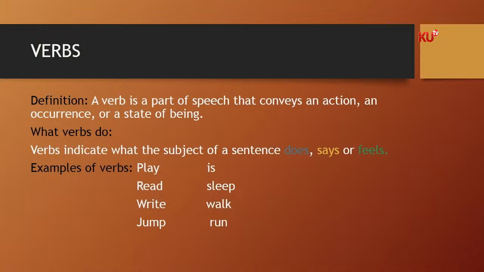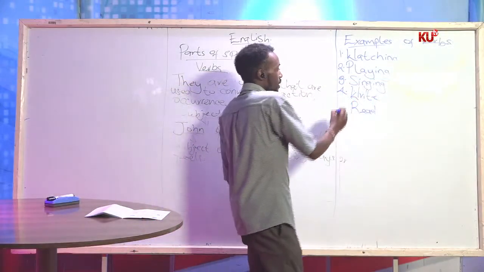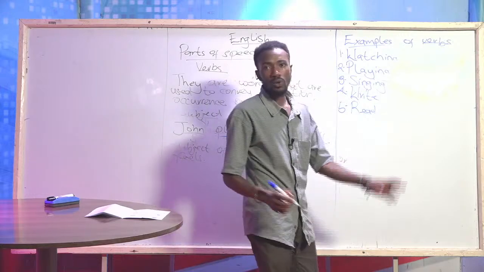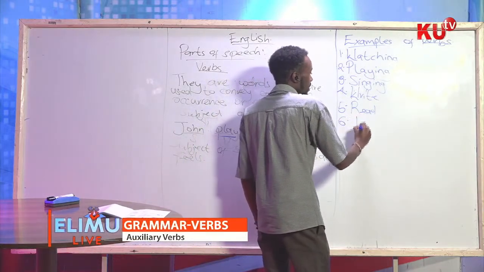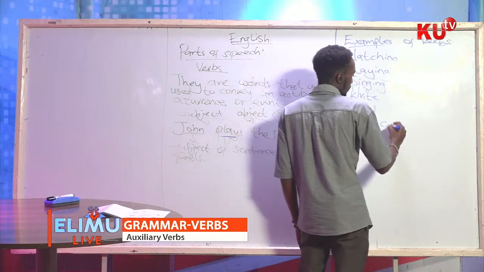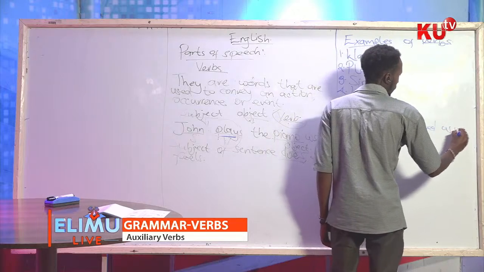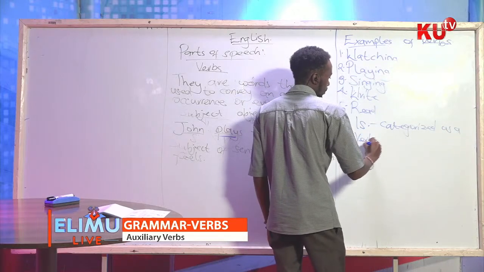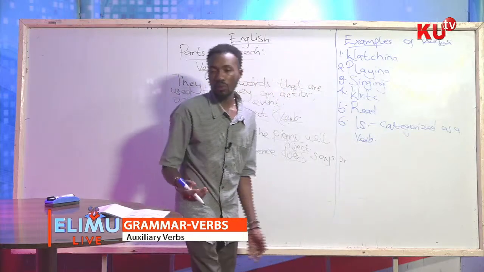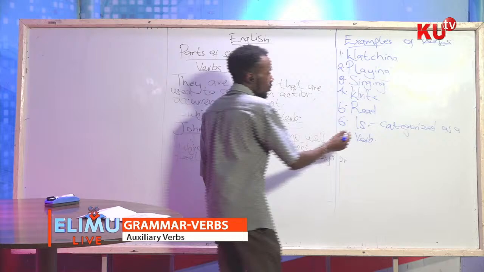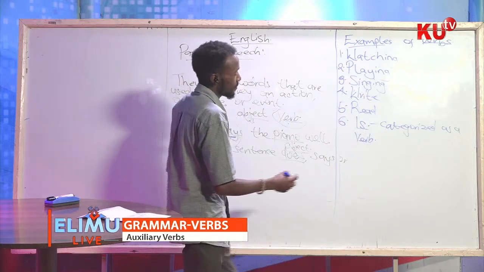Read. We have sleep. We have walk, write, jump, run, and is. So the main focus here is that is is also categorized as a verb. Is is categorized as a verb. A very simple example when it comes to is as a verb.